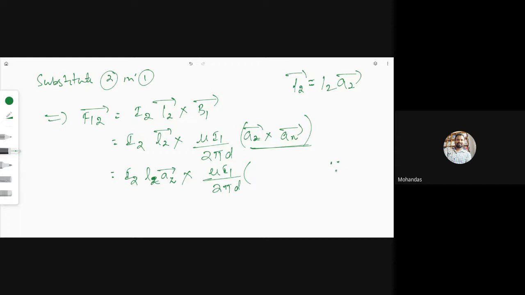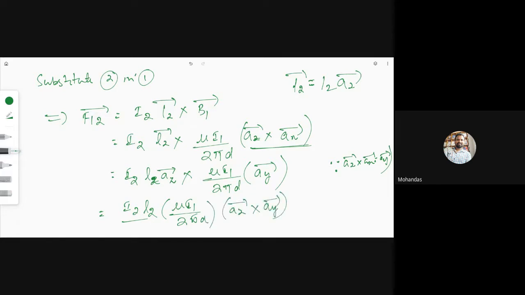What is the AZ cross AX? AY. Which is AY. Positive AY or negative AY? Positive AY. So I2 L2, again I am doing the cross product here: I2 L2 into mu into I1 by 2 pi d AZ cross AY. What is the AZ cross AY? Minus AX.